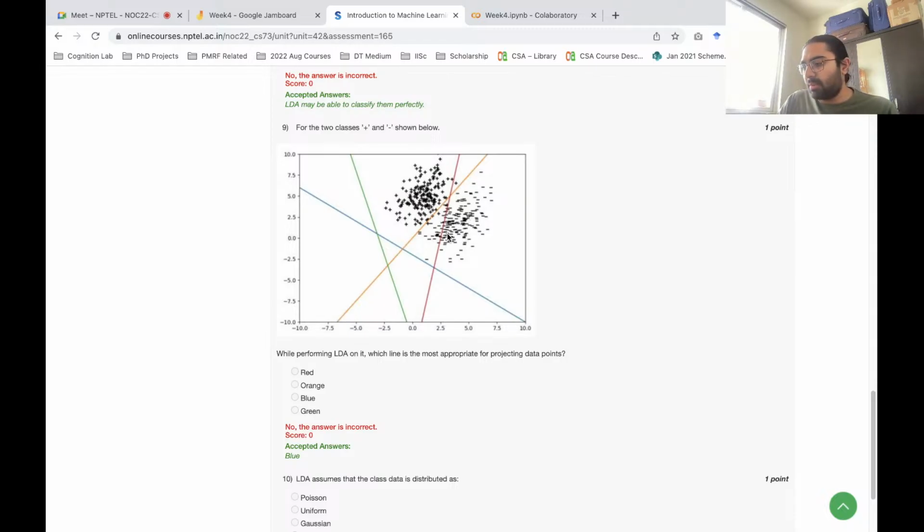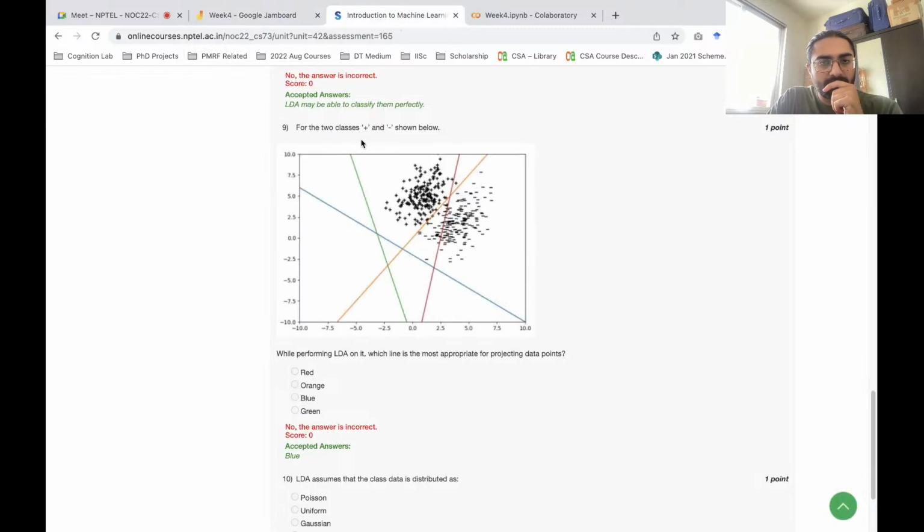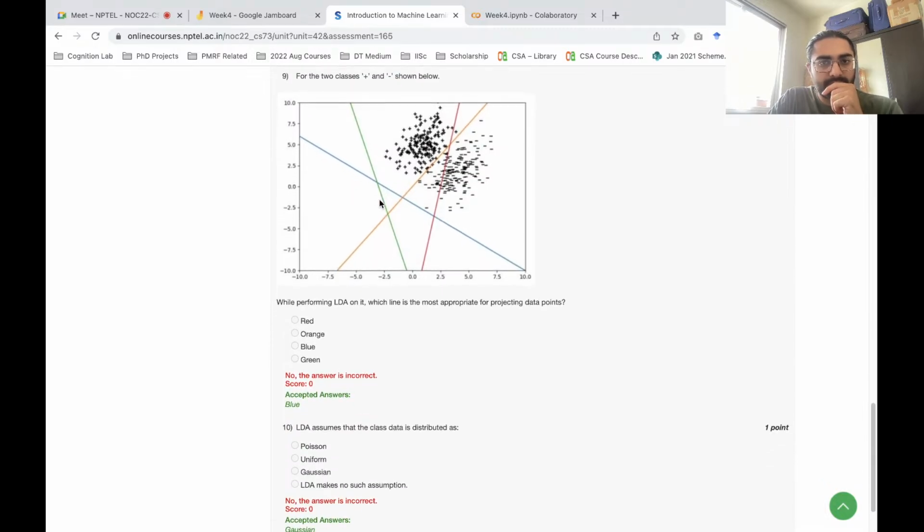Any ideas? Anybody want to take a guess? I answered orange, as it's separating the two classes, but it's actually wrong. I didn't exactly understand what logic is required here.